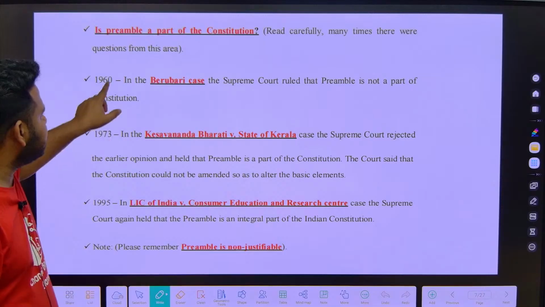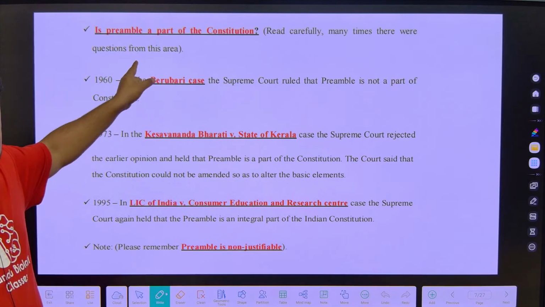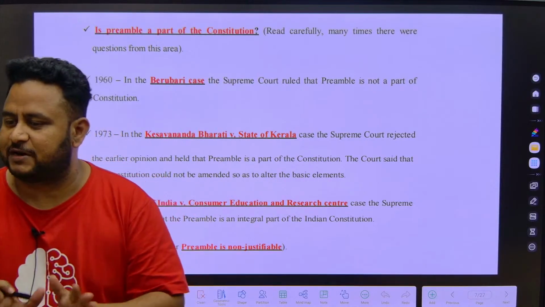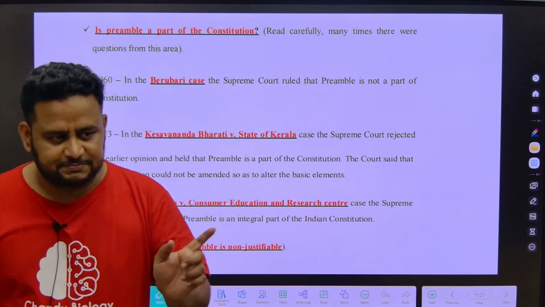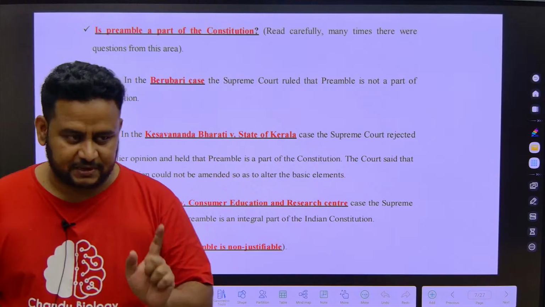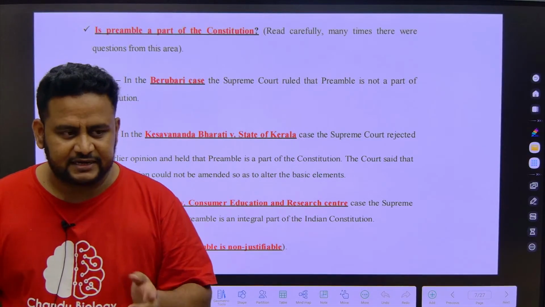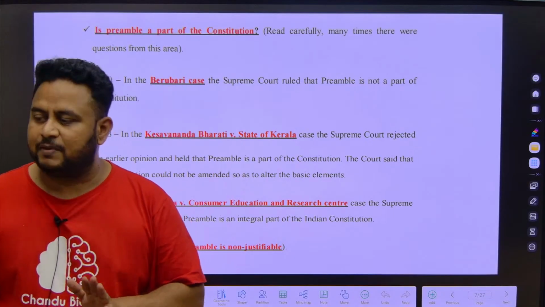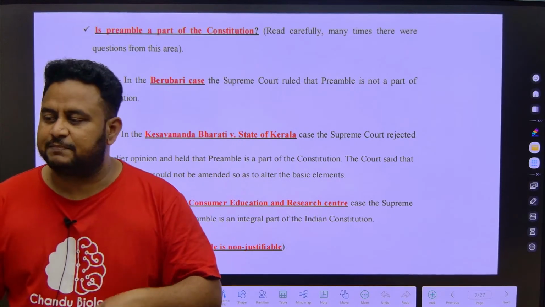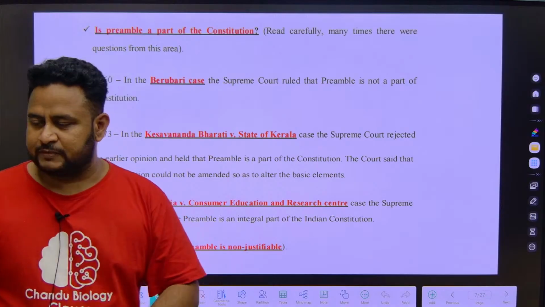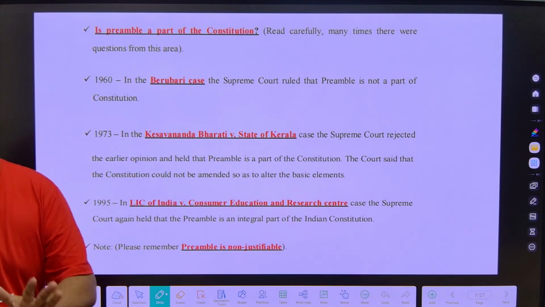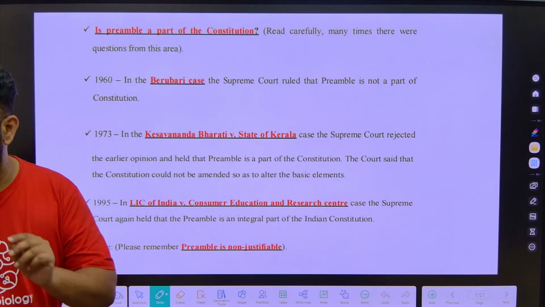So many times there was a question from this area. Is preamble a part of the constitution? As of now, you have to understand that yes, preamble is a part of the constitution. Okay. Is preamble a part of the constitution? Yes, it is a part of the constitution. Has preamble been amended? Yes, it is amended. How many times? One time. But there was a lot of debate whether preamble is part of the constitution or not. That debate also is very important. The debate means there are Supreme Court cases which you have to remember.